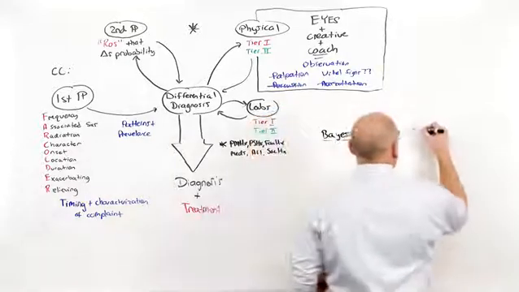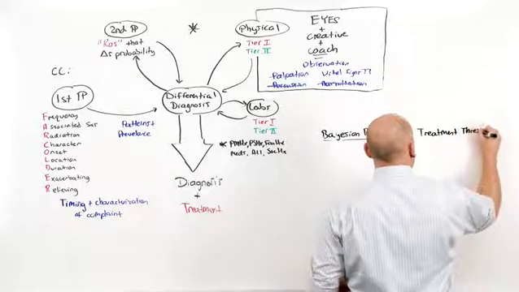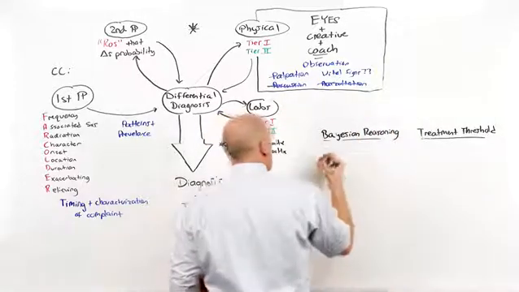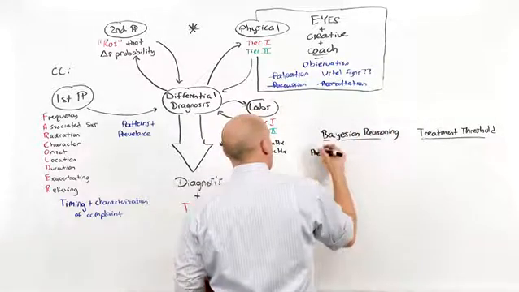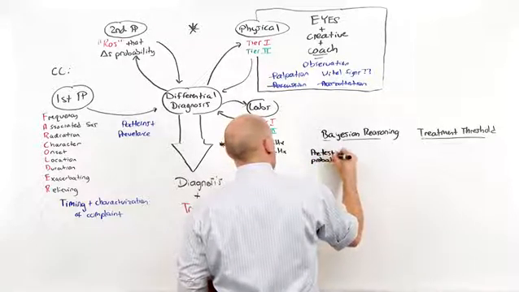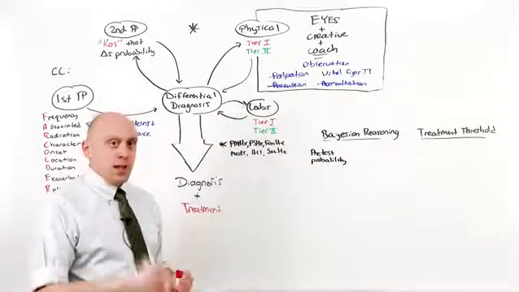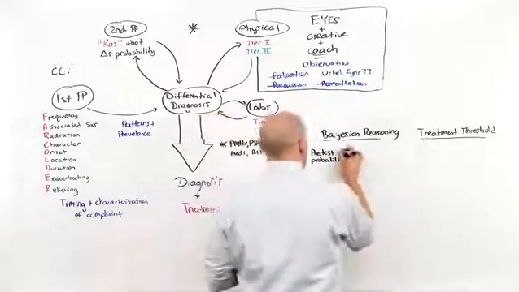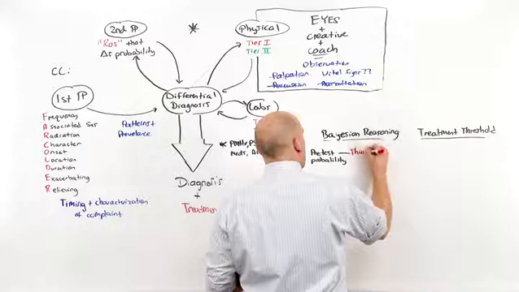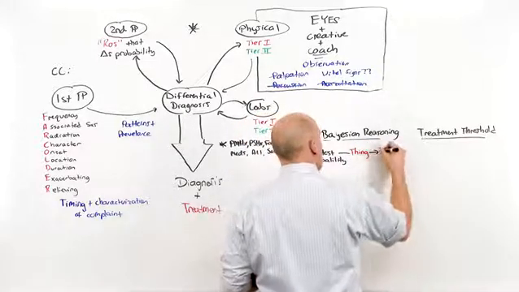And treatment thresholds. The way Bayesian reasoning works is you have a pre-test probability. The diagnosis is so likely. Then you do something. And I'm going to say something as something. It's a thing. A thing could be a question. A thing could be a physical exam. It could be a laboratory. And based on the result of that thing, you're going to have a post-test probability.